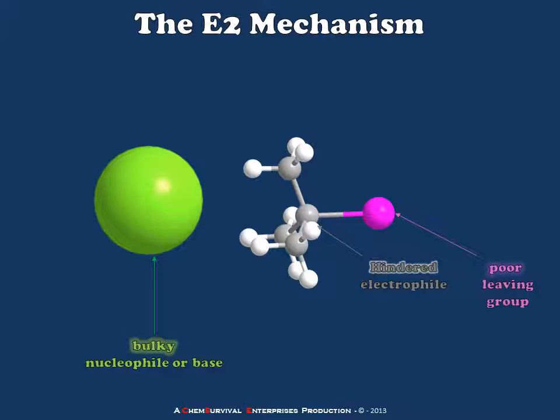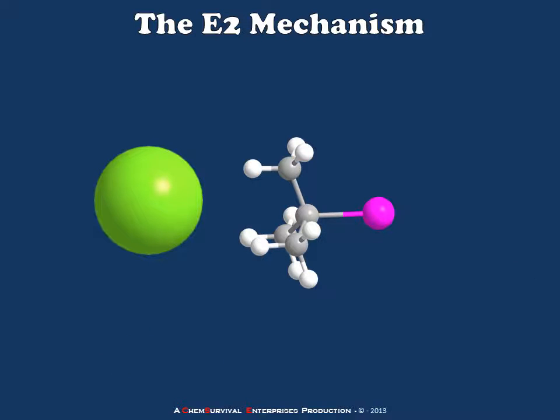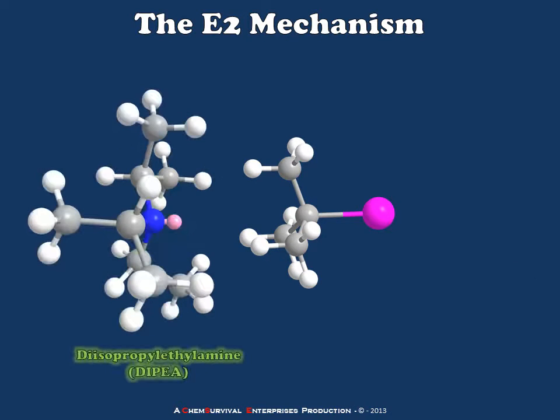So here I've used what looks like another T-butyl halide. In this case, I've placed a poor leaving group on, and I'm going to use a really large, really bulky nucleophile. A great example of this is diisopropylethylamine. You'll notice that the electron pair, which is on the central nitrogen, is buried deep within the molecule.